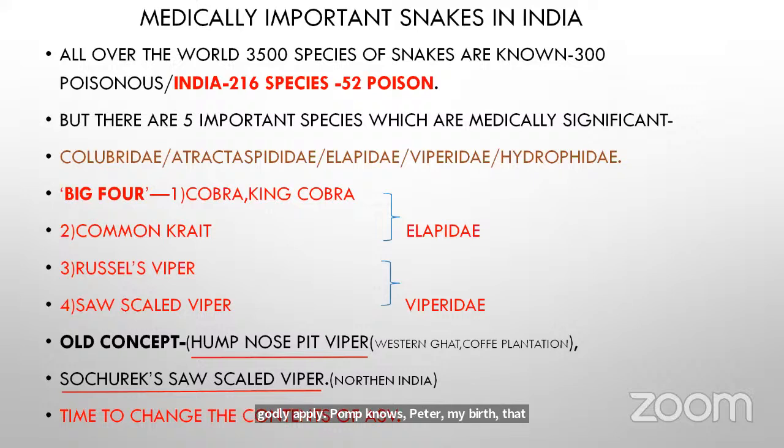Now, the important point to know is that the ASV which is available with us by the Government of India contains the antidote against 4 important ones, that is cobra, common krait, Russell's viper, and saw-scaled viper. It doesn't include the antidote against hump-nosed pit viper and Sochurek's viper, and therefore it is time to change the ASV. As our academy, we should tell the government that they should include all 6 of them, so that it will cover more of the snakes. Next.